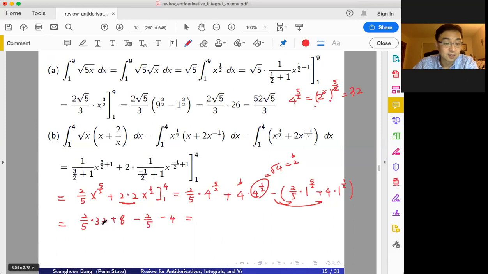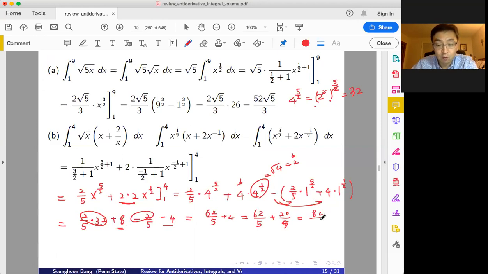So what's that? This is 64 minus 2 is 62. We have 62 over 5. The 8 minus 4 is plus 4. You can change it to a fraction with common denominator 5. 4 is 20 over 5. You add it: 62 plus 20 is 82 over 5. That's it. This is the final answer.